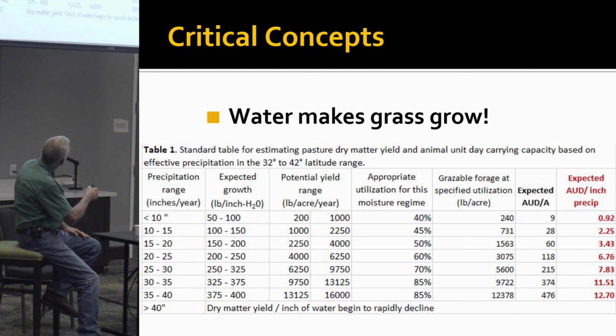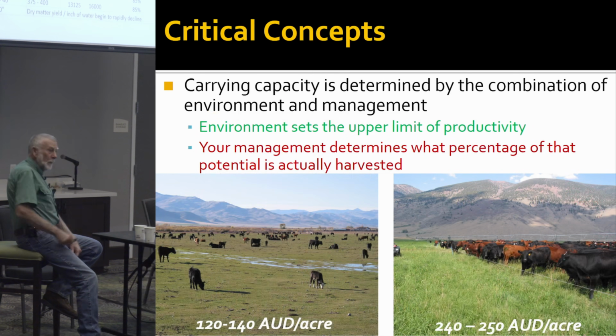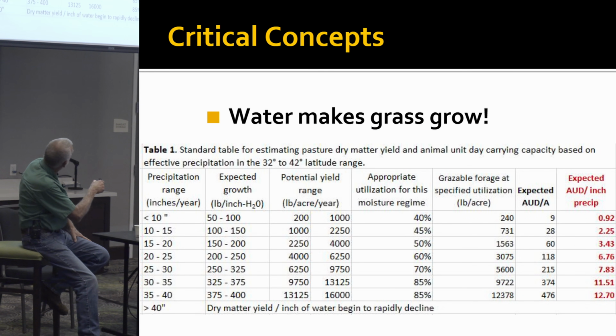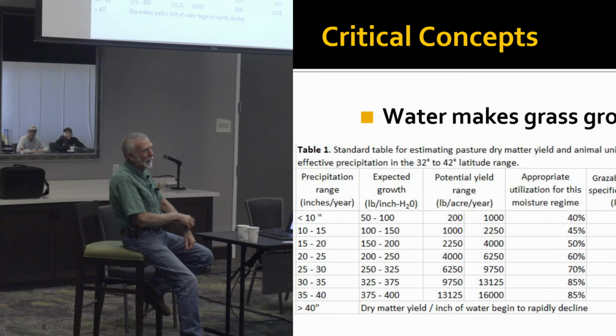The other thing that I want to point out is the appropriate utilization for this moisture regime. At lower levels of water, we have a lower seasonal utilization target. As the amount of water increases, that utilization target goes up. So what it's also saying is the more grass that you grow, the higher percentage of that annual production that you can count on actually grazing and harvesting with livestock. And my experience after many years in the West is that 40% is actually too high.